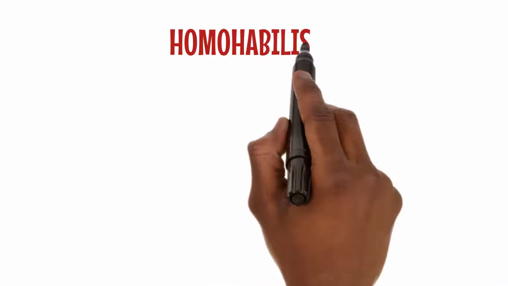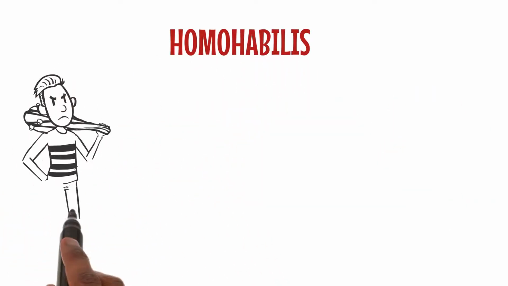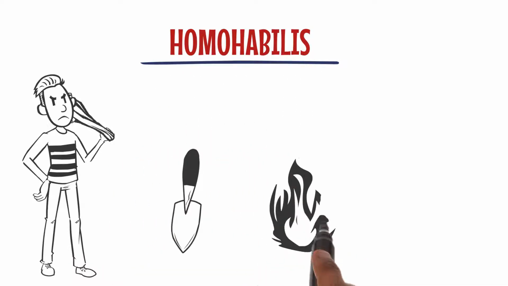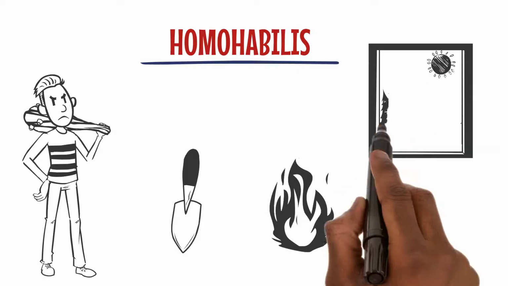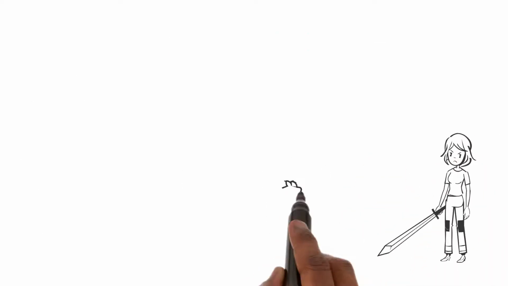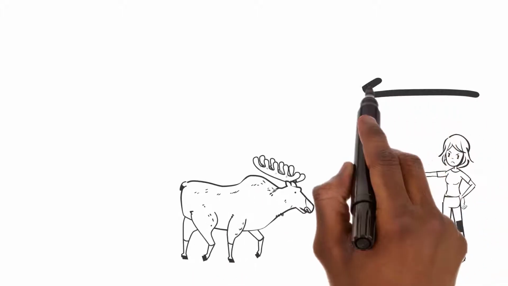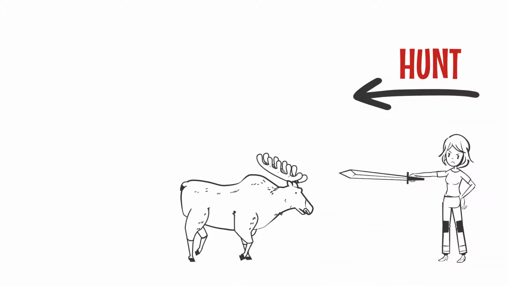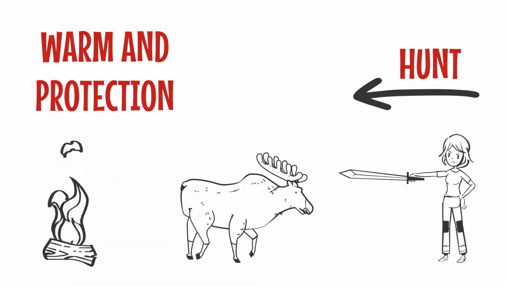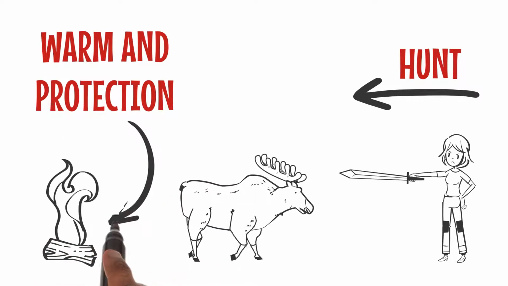As time went on, Homo habilis, the handyman, emerged. They were able to make tools and use fire, expanding their ability to survive in different environments. Tools made it easier to hunt animals for food and to gather resources. Fire provided warmth, protection, and the ability to cook food, making it more nutritious and easier to digest.